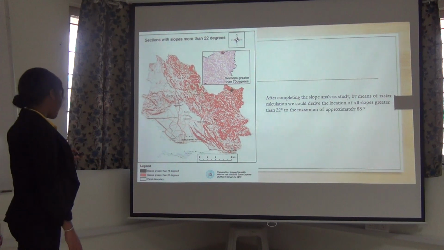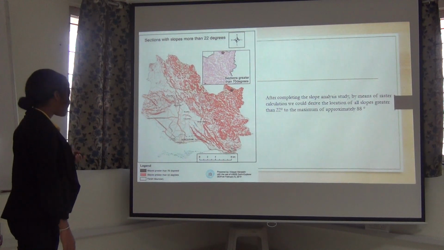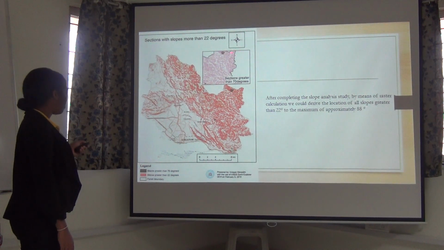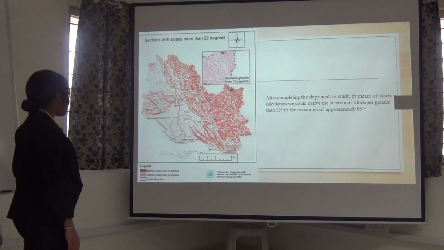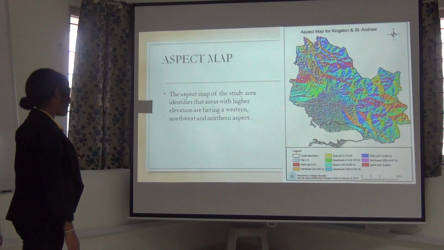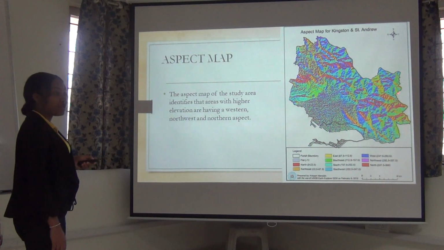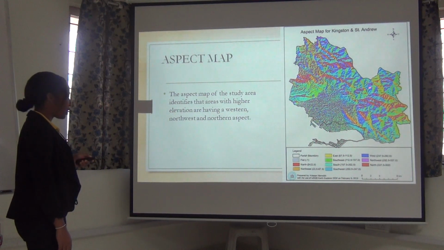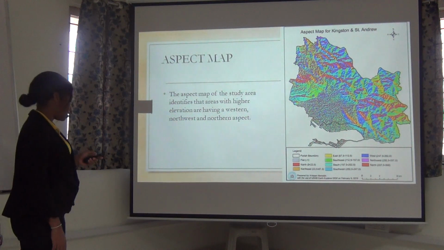So I was able to identify slopes from 22 degrees up to a maximum of approximately 88 degrees, and those with greater sections greater than 70 degrees were found in the northeastern section of the parish. Our aspect map highlighted the study area, showing that the areas with higher elevation have a western, northwest, and northern aspect. So the slopes faced the western, northwest, and northern sections.